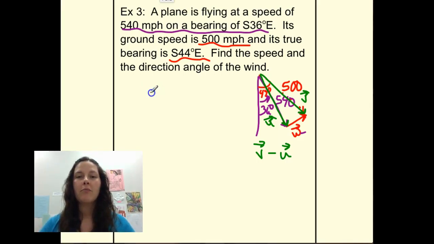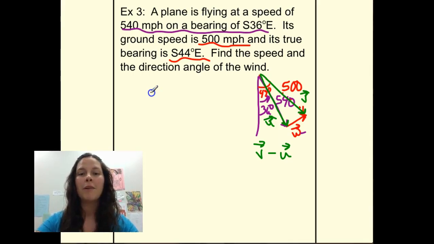We need one more thing before we can set up these vectors in component form, and that is again that angle that it makes with the horizontal. We have angles with the vertical, so we need to figure out how far around from the positive x-axis we rotated.